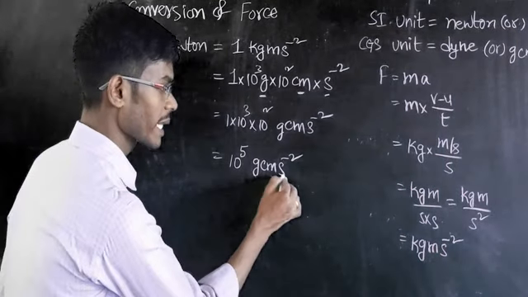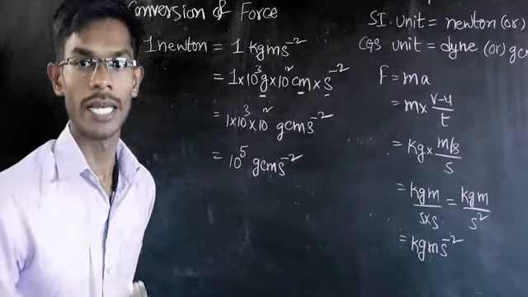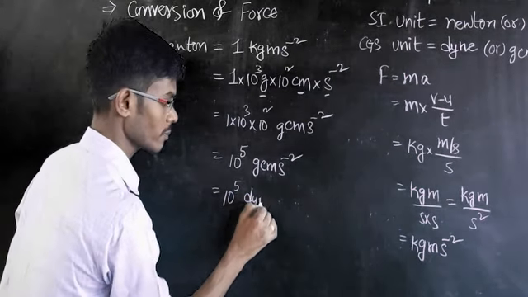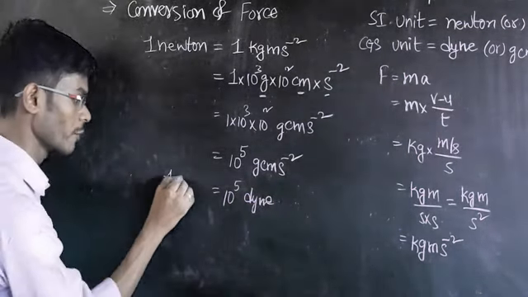So gram, centimeter, S power minus 2 represents what? Dyne. So 10 to the power of 5 dyne. So 1 Newton is equal to 10 to the power of 5 dynes. Then 1 dyne is equal to what?